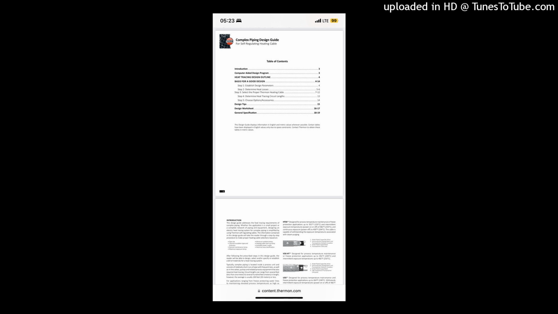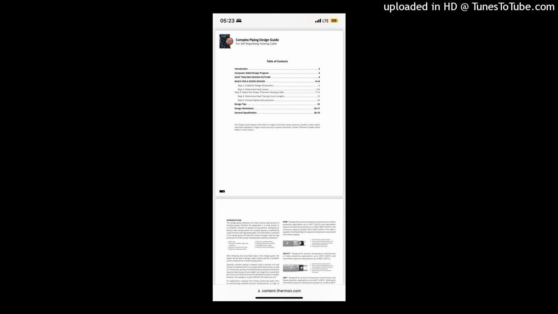Typically, complex piping is located inside the process unit and consists of a relatively short branch of pipe with frequent tees, as well as inline valves, pumps, and related process equipment that also requires heat tracing. Circuit lengths can range from several feet (less than 1 meter) to several hundred meters in length. However, the average is usually 100 feet, 30 meters or less.